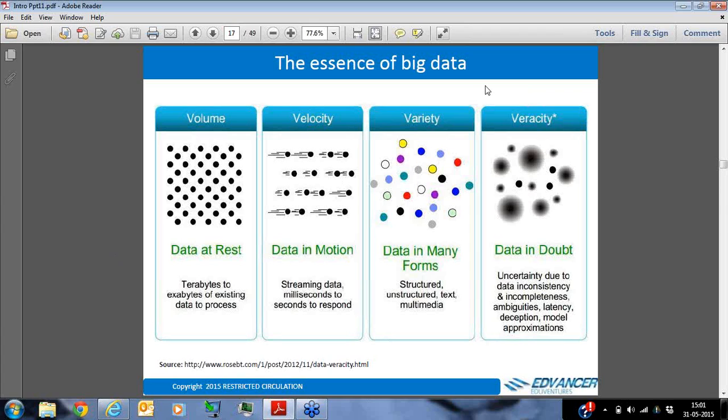Veracity refers to the uncertainty of data. Data in real life is frequently incomplete, it is ambiguous, there is a lot of latency, etc. And hence, data where there is a lot of such uncertainty and ambiguity also characterizes the term big data. So big data is formed by these four V's: volume, velocity, variety, and veracity.